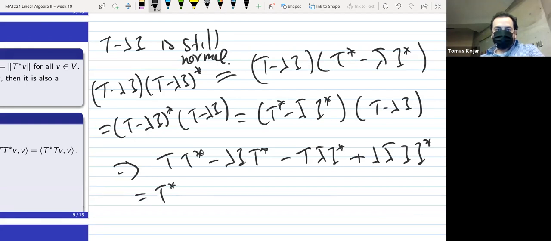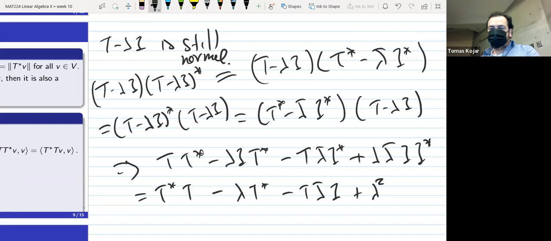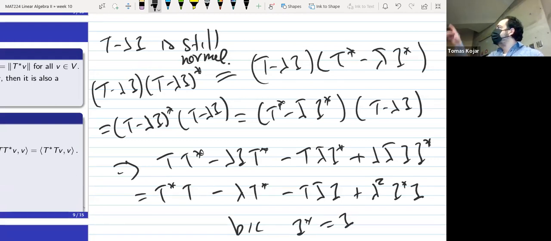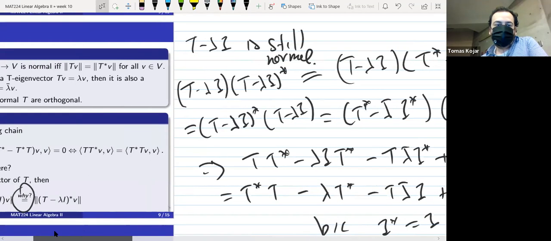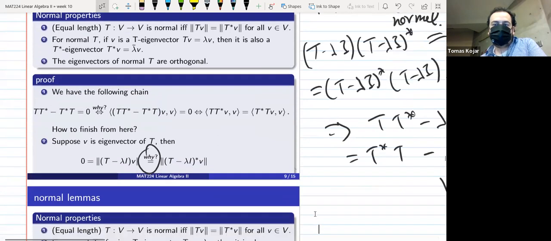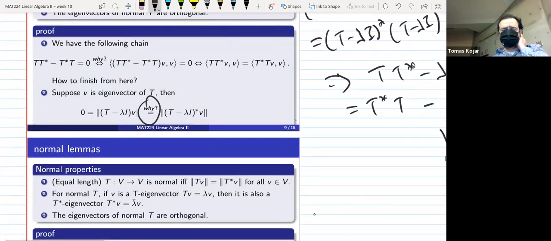But this is equal to T star T. This is equal to lambda T star. This is T lambda bar. But then I star is I. And this guy is lambda squared. Then this guy is I star I, because we're using that I star is I. Okay? So you can check that this gives you the other side. So okay, you have normality, and so you can apply part 2. And so you have the isometry.